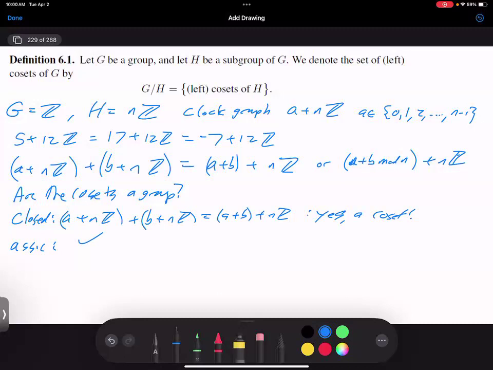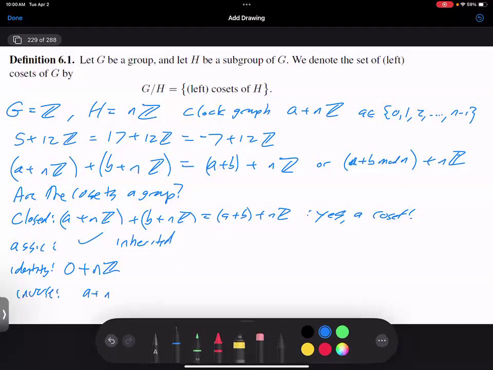Why do we have associativity? Inheritance, right? It's a great word. What else do we need? Identity. What would be the identity element for coset addition? nZ is 0 plus nZ; we have to write it as something plus nZ. And what's the last one? Inverse.